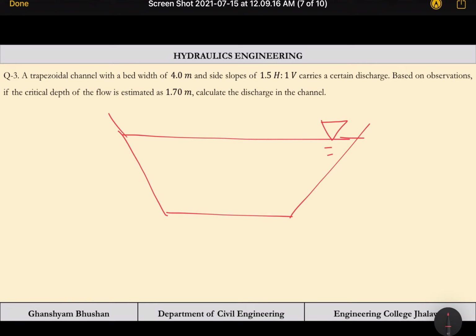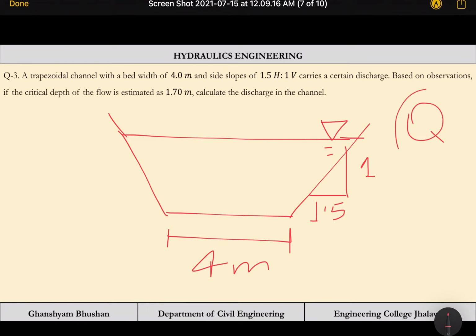That is fine. Bed width is 4 meters. Okay. Side slope is given as 1:1.5 horizontal. This is also okay. Some Q is given to us, and it is being observed that the critical depth is, what, 1.7 meters.